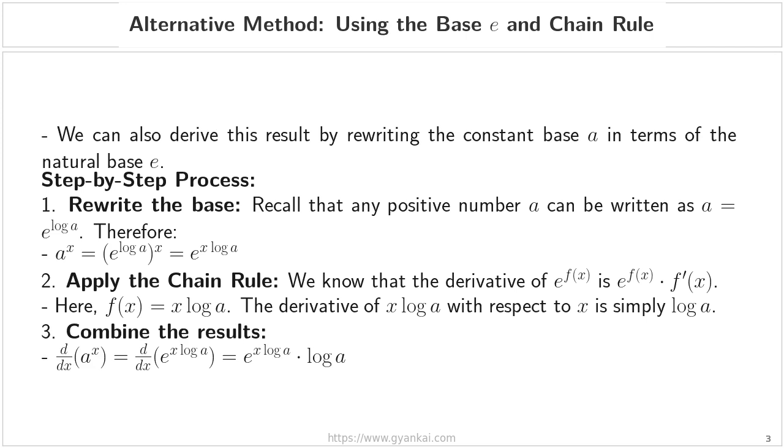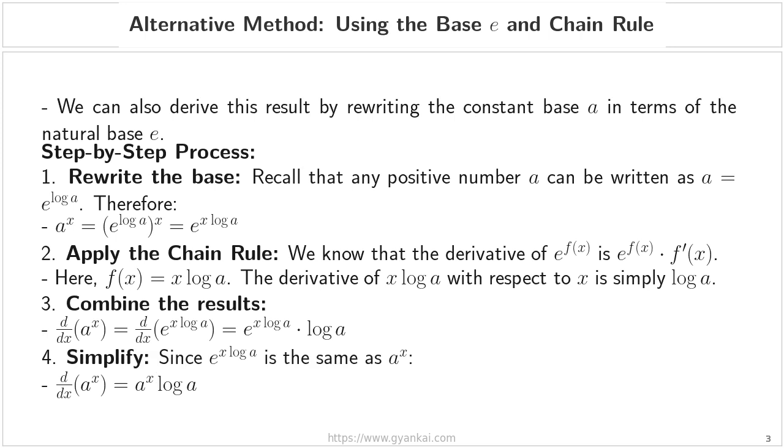Third, we combine these results. The derivative of a raised to the power of x is the same as the derivative of e raised to the power of x times the natural log of a, applying the chain rule we just discussed. This gives us e raised to the power of x times the natural log of a, multiplied by the natural log of a. Finally, we simplify the expression. Since we already established in the first step that e raised to the power of x times the natural log of a is equivalent to a raised to the power of x, we can substitute it back.